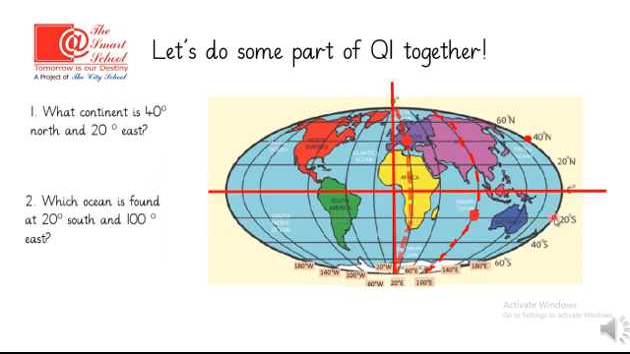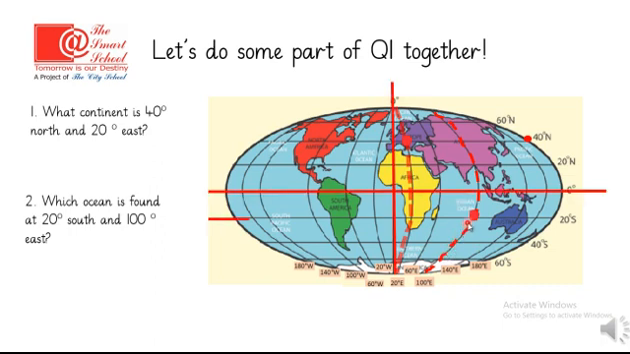Now 100 degree east. For going to east, first we see the prime meridian, and then are we going to go to the right side or left side? Yes, we will be going to the right side. So we are going to find 100 degree east. This line is 20 degree. This line is 60 degree. This line is 100 degree. So 100 degree east and 20 degrees south.